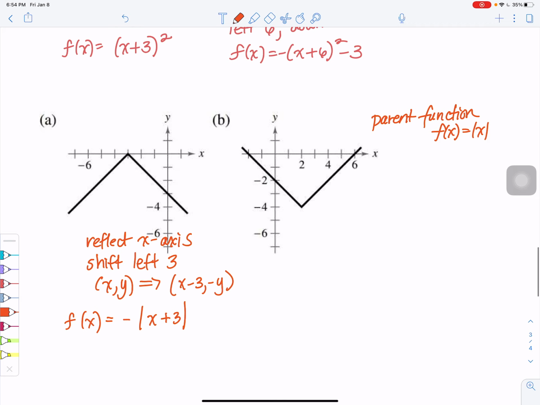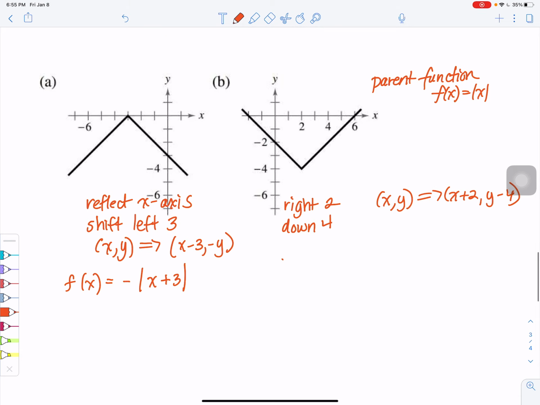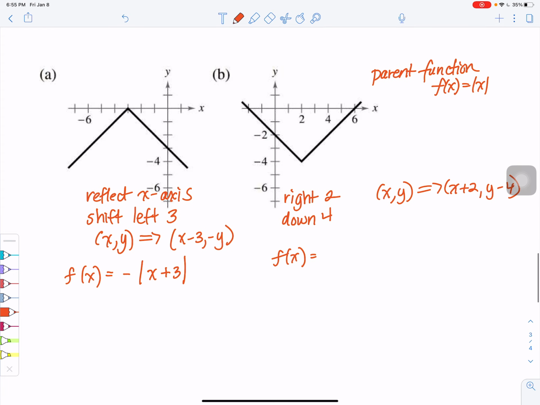And in B, there was no reflection. We shifted to the right 2 and then down 4. So our x, y coordinates from our parent function added 2 to the x coordinate and subtracted 4 from the y coordinate. So that absolute value function, we would have the absolute value of x minus 2, and then we would subtract 4. And that concludes this class lesson.